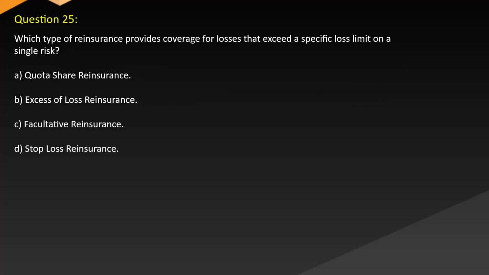Question 25. Which type of reinsurance provides coverage for losses that exceed a specific loss limit on a single risk? A. Quota share reinsurance. B. Excess of loss reinsurance. C. Facultative reinsurance. D. Stop loss reinsurance.